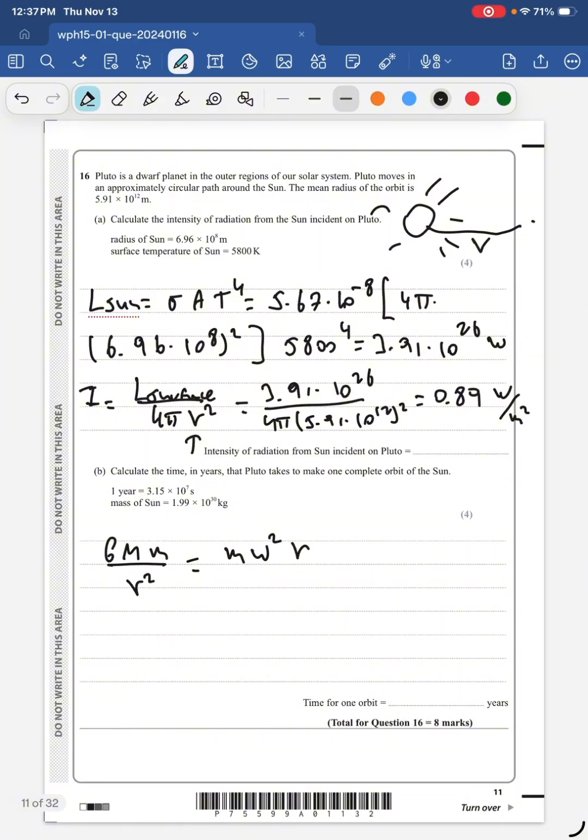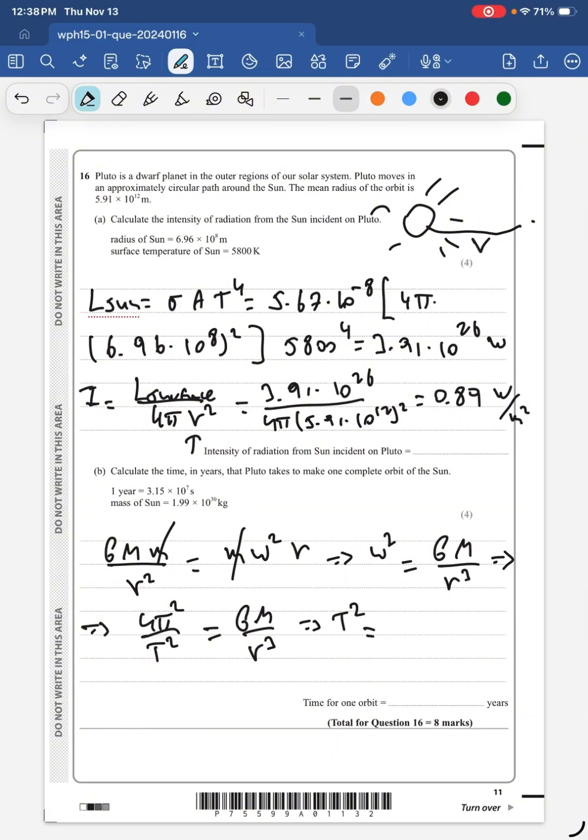And capital M is the mass of the Sun. So the mass of Pluto cancels. So omega squared is G times the mass of the Sun over the radius cubed, okay? And since we are looking for the period, recall that omega is 2 pi over the period, so omega squared is 4 pi squared over the period squared, and this is GM over r cubed. And if we solve for T squared, we find 4 pi squared r cubed over GM, okay? And then we have to take the square root of that.